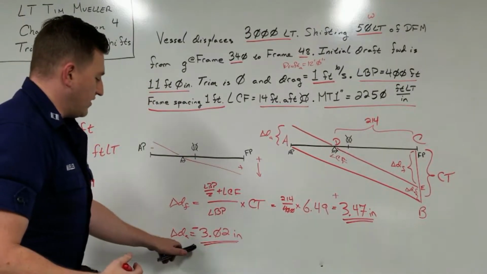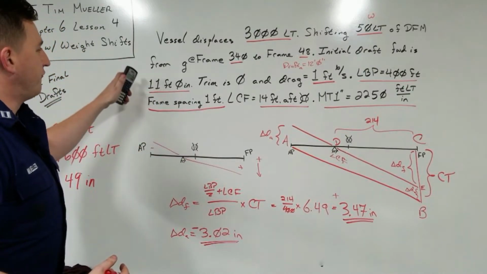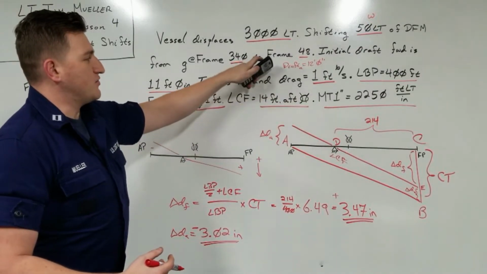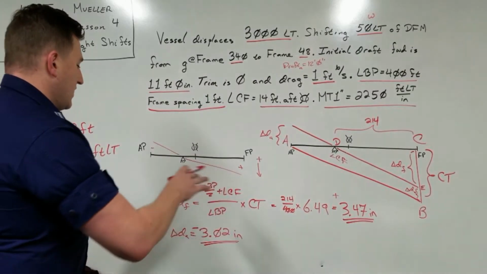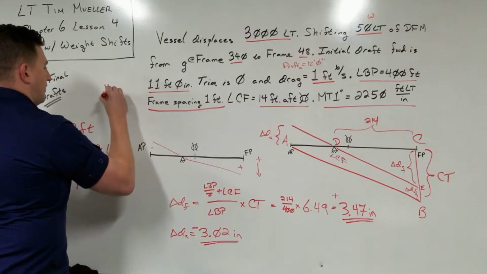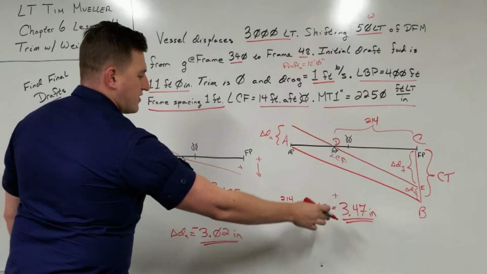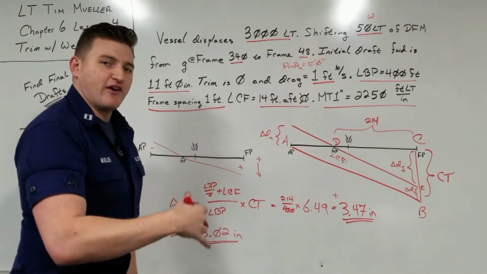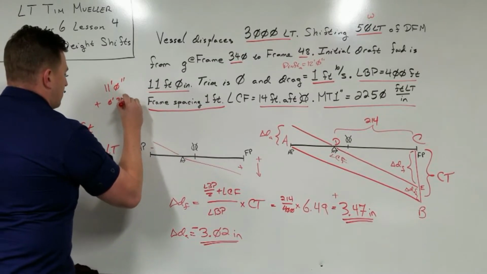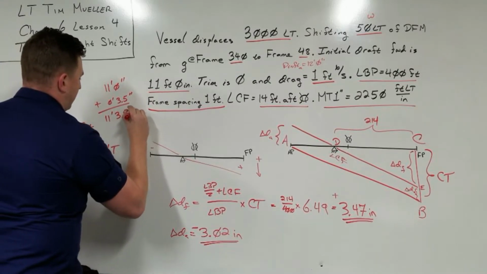Now I apply these changes to my original drafts. I knew that my forward draft was originally 11. I know that just doing some work with the drag, my draft aft was 12 feet. So delta D forward, I'm going to go down a little bit. So 11 feet, 0 inches plus 3.47 inches. We'll just round that up to an even 3.5 inches plus 0 feet, 3.5 inches equals 11 feet, 3.5 inches.